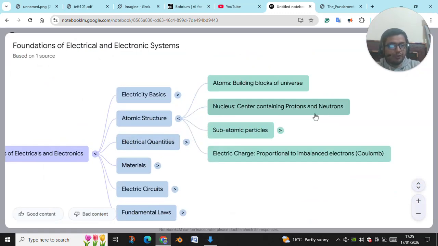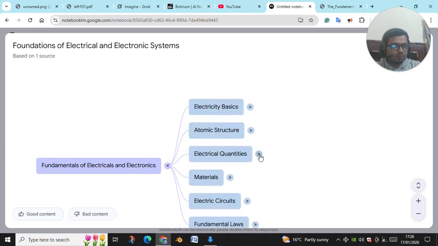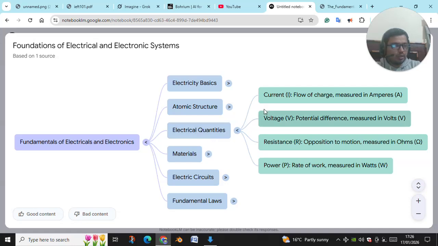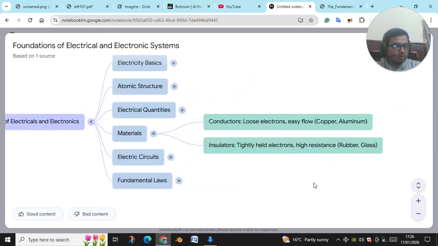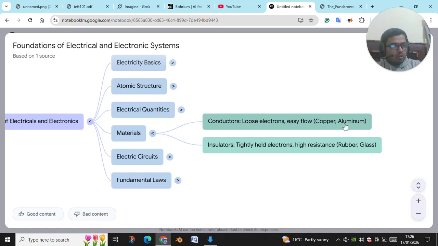Center containing protons and neutrons, subatomic particles, electric charge proportional to imbalance of electrons, in coulombs. Electrical quantities: current I, flow of charge, measured in ampere; voltage, potential difference, measured in volts; resistance, opposition to motion, measured in ohm; power, rate of work, measured in watt. Materials: conductors lose electrons, easy flow, copper, aluminium. Insulators: tightly held electrons, high resistance, rubber, glass.